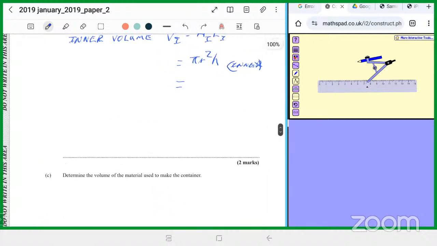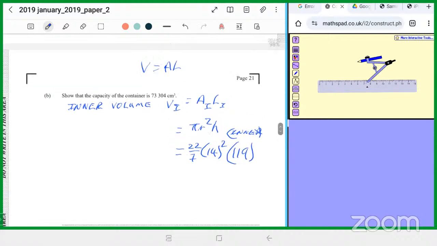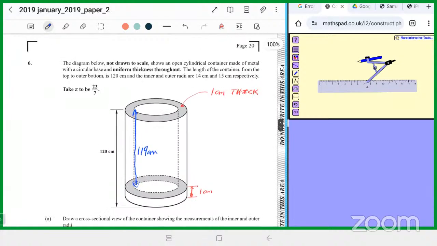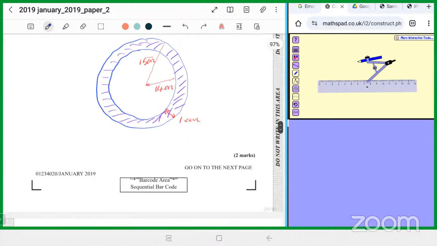Let's put in the values. So pi is 22/7. The inner radius is 14, so it's 14 squared. And the height is 119. The inner height is 119, as I showed you. Because the thickness is 1 centimeter, the bottom also has a thickness of 1 centimeter. Because when only the top is open, it's a container, the bottom must be closed, right? Good. So it's 119.